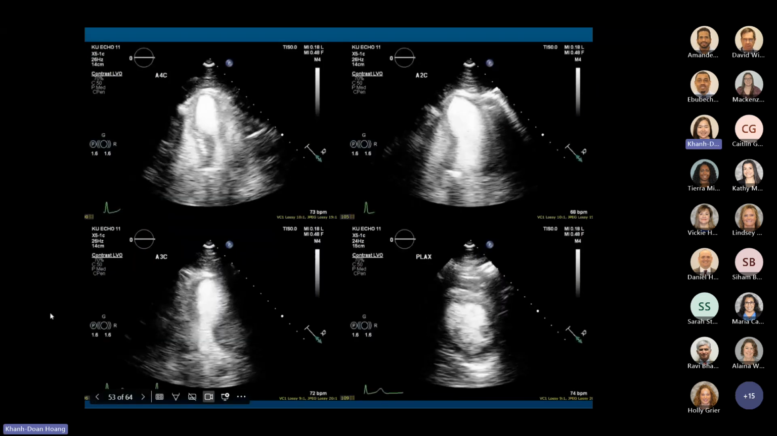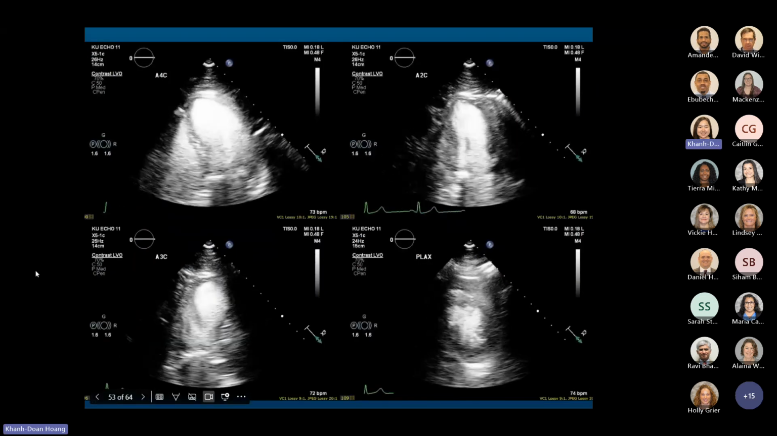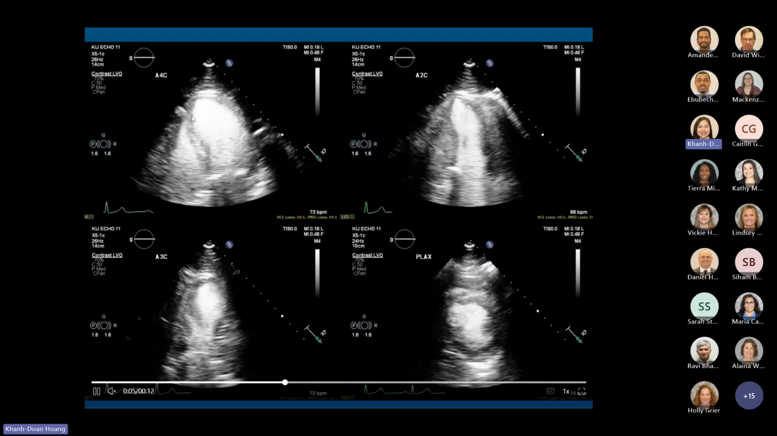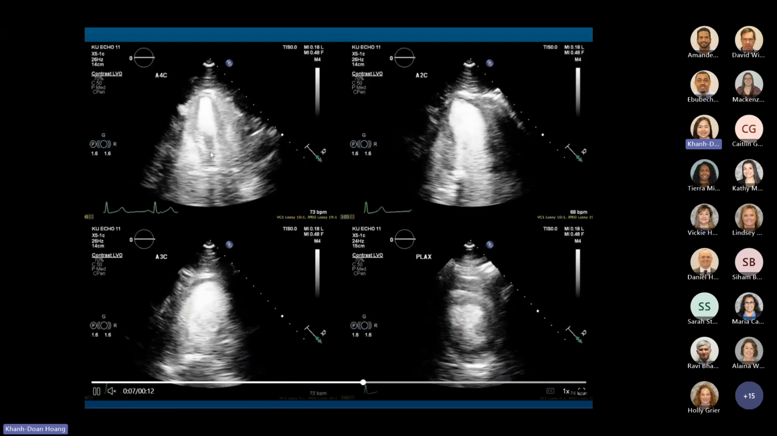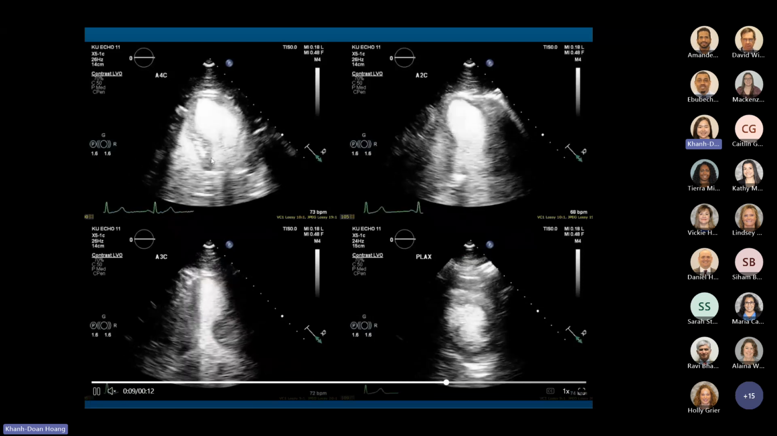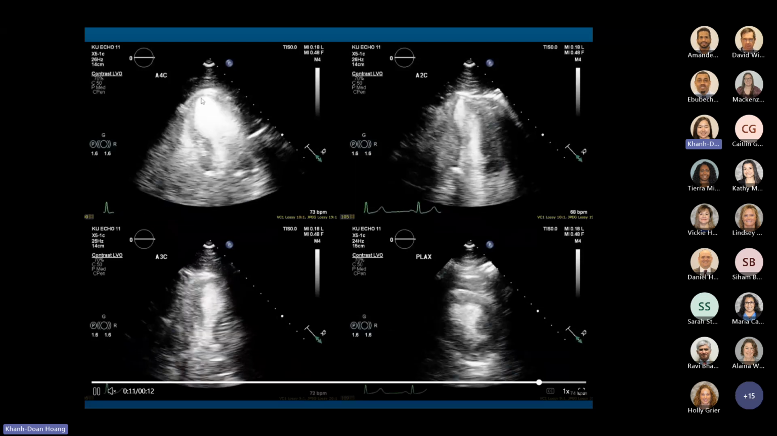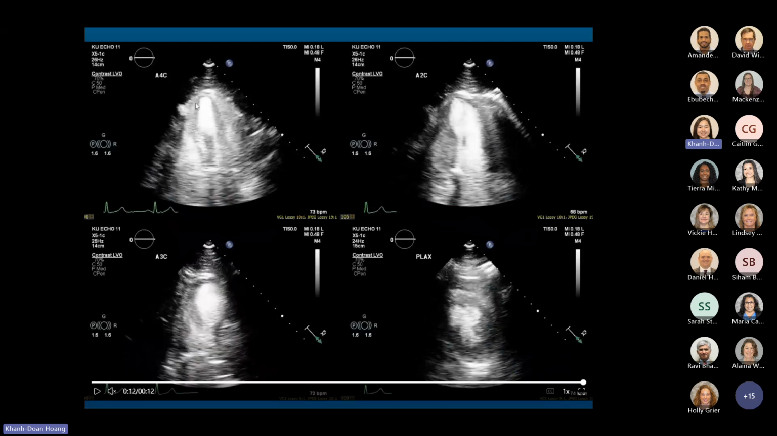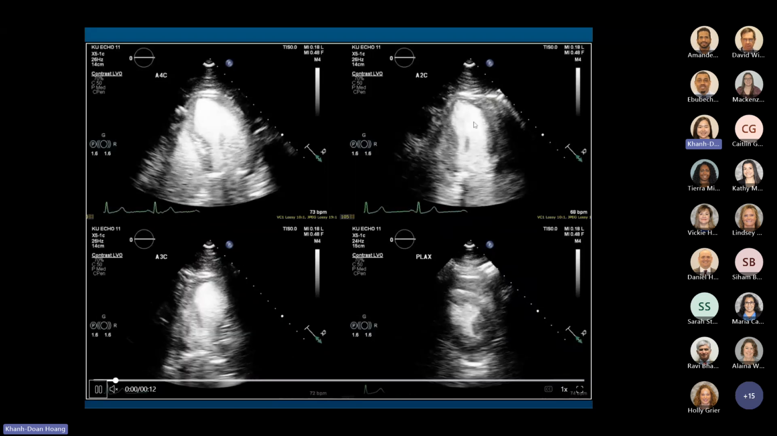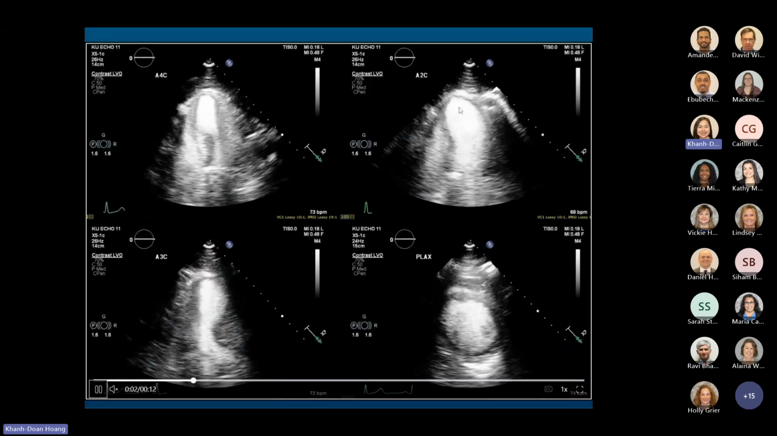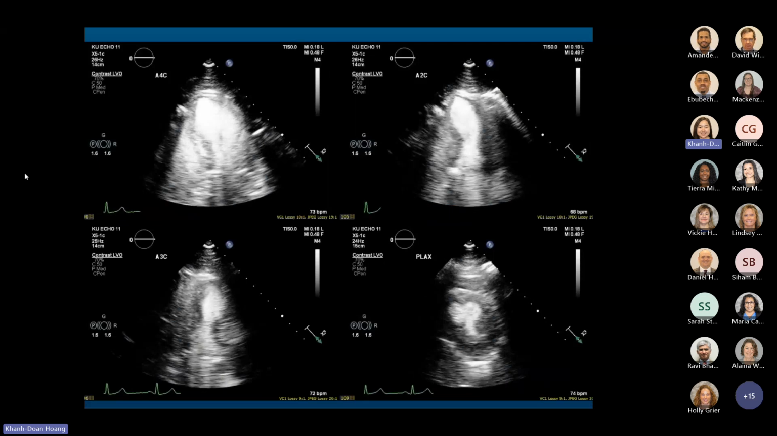So let me go back. Okay, so you have akinesis, right? Look at this segment here compared to this segment here. This one looks like it's thickening really nicely, but this one not so much, right? So here you have akinesis of the mid to apical anteroseptal, mid to apical inferoseptal, and apical inferior, as well as the true apex. And so it's consistent with an LAD territory.